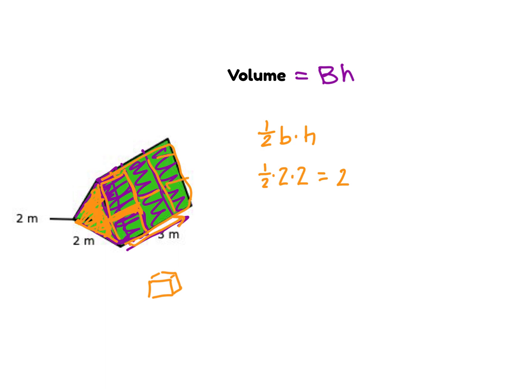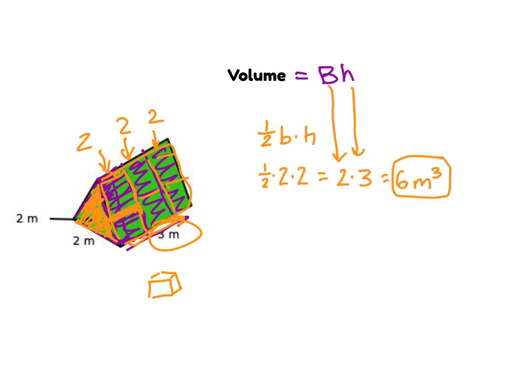So if this layer was 2 cubes, now instead of squares, it's 2 cubes, and this one was 2 cubes, and this one was 2 cubes, then you could say, oh yeah, the volume or the amount of cubes that would fit inside of here would be 6, right? So here I have the area of my base, and I'm going to multiply it times the height, which we are calling 3. And that's how we get 6 meters cubed, because now we're talking about cubes.